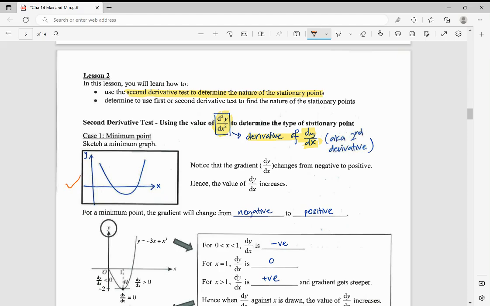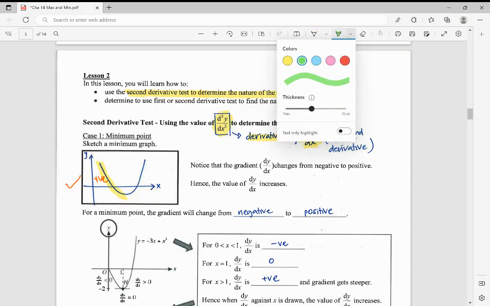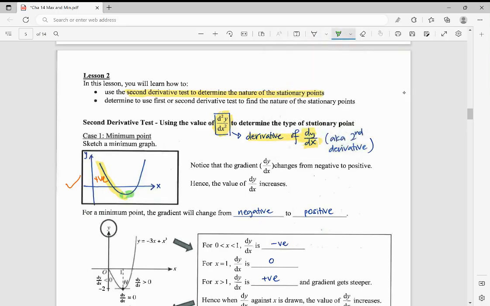I sketch a minimum graph. Now I would like you to observe the gradient of this graph. For a minimum graph, the gradient will always start from negative. So this part of the gradient is negative. Then after that, it will reach the turning point, the stationary point, where your gradient is 0. And then after that, the gradient will change to positive.